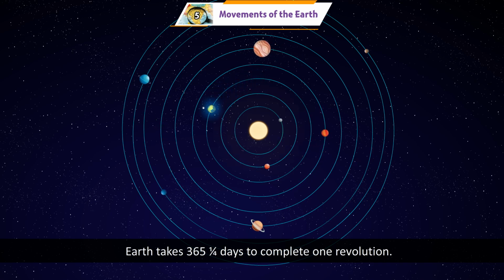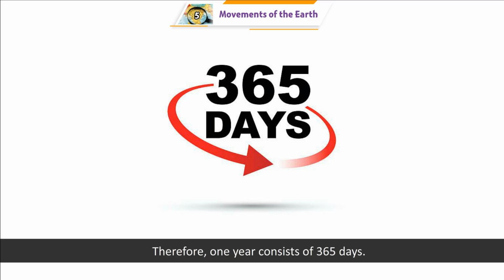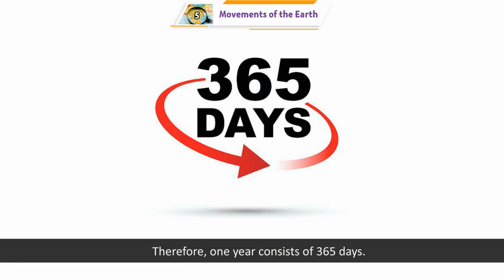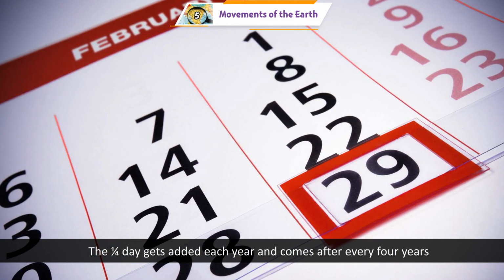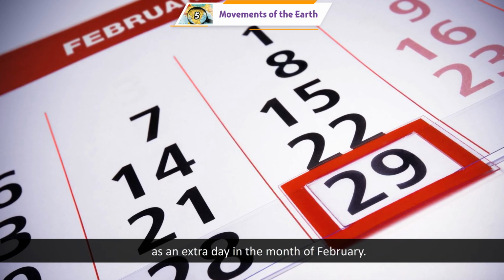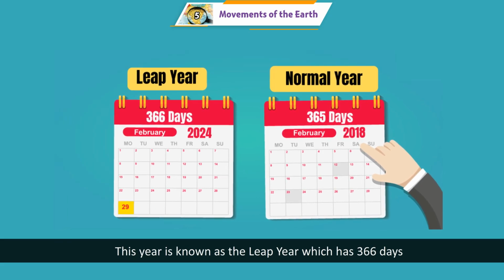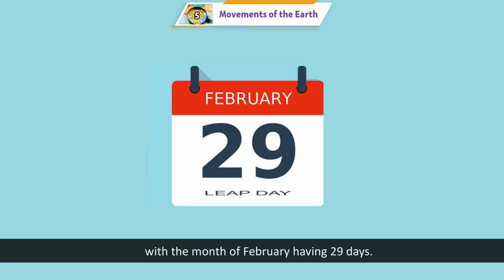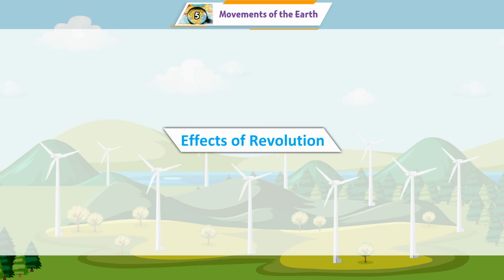Earth takes 365 and 1/4 days to complete one revolution. Therefore, 1 year consists of 365 days. The 1/4 day gets added each year and comes after every 4 years as an extra day in the month of February. This year is known as the leap year, which has 366 days, with the month of February having 29 days.